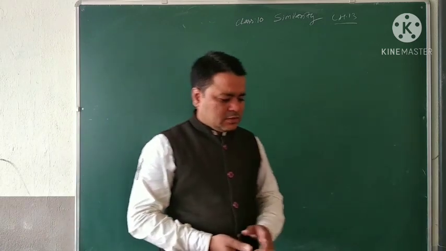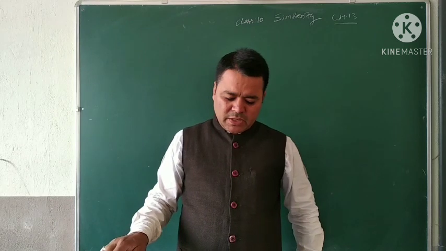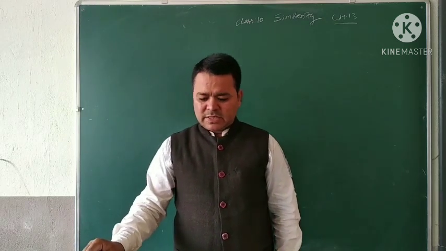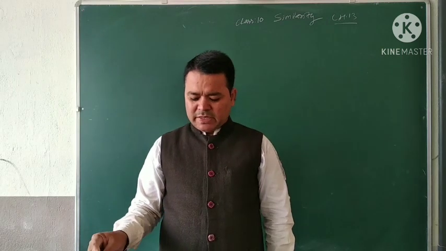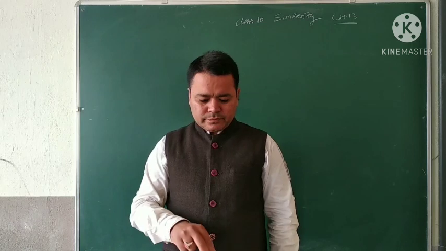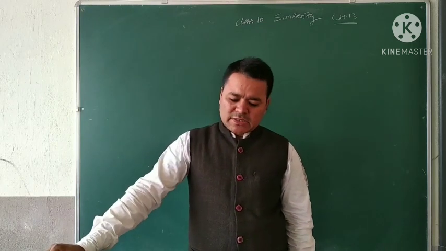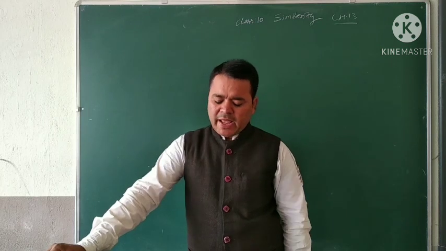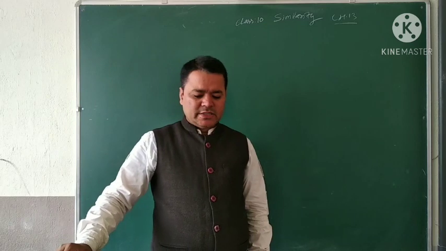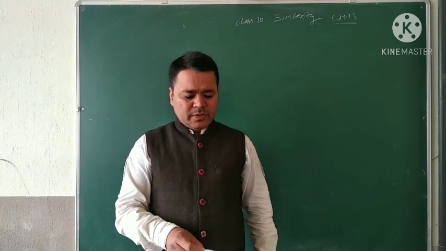So there are three concepts for similarity of two triangles. The first one is angle, the second one is side angle side, and the third one is side side side rule of similarity. It means when two triangles are similar, then their corresponding angles will be equal and the lengths of their corresponding sides are in the same ratio. It is already explained.